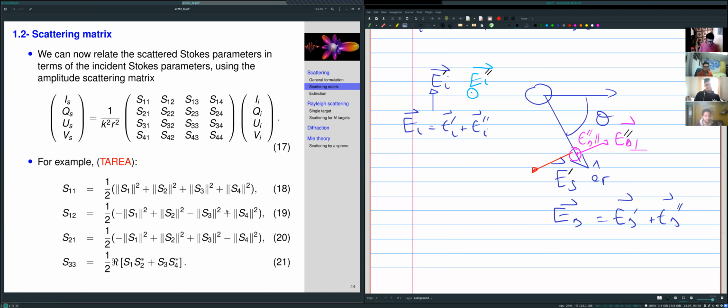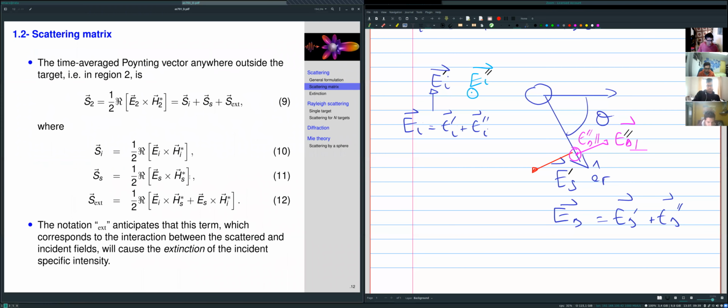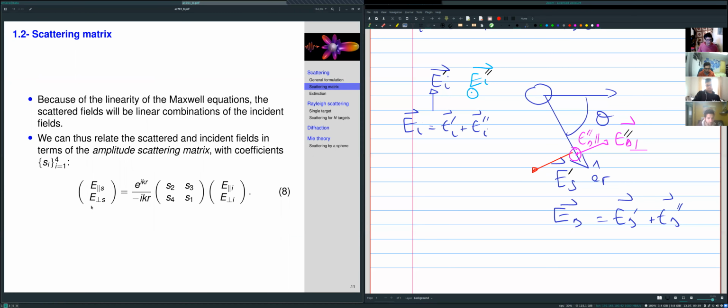Now, you can imagine that we want to connect these scattered Stokes parameters with the incident Stokes parameters. So let's look at one, for instance. Let's look at Q. So Q_S is E perpendicular S, and it depends on these combinations. Good. Let's take one, for instance, E perpendicular S, this one. We go back to the definition and we have it here.